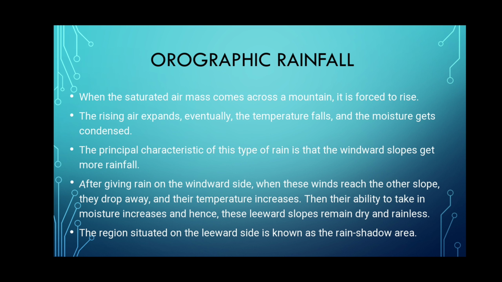After giving rain on the windward side, when these winds reach the other slope, they drop away, and their temperature increases. Then, their ability to take in moisture increases, and hence, these leeward slopes remain dry and rainless. The region situated on the leeward side is known as the rain shadow area.